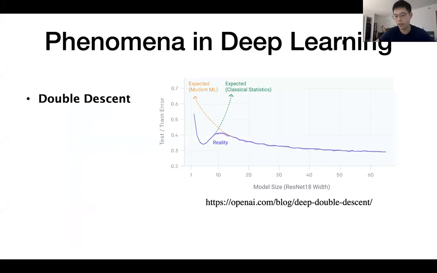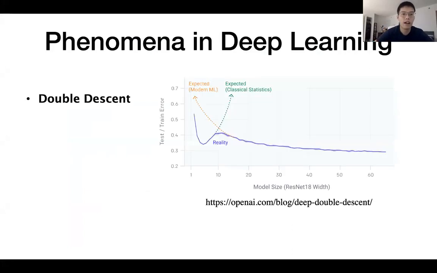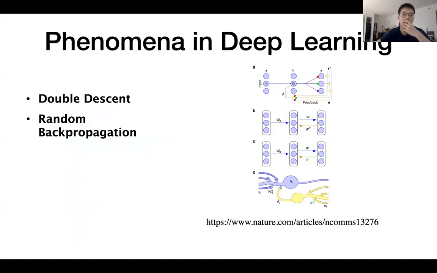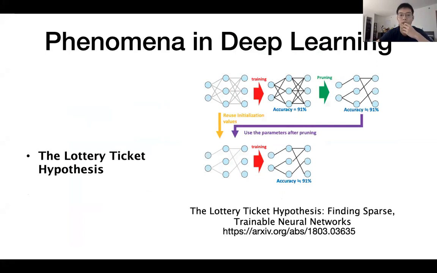There are many unexpected phenomena in deep learning that are still mysterious to people nowadays, like double descent, random backpropagation, the lottery ticket hypothesis, and so on. For my talk today, I will be talking about the lottery ticket hypothesis, which I personally found is one of the most interesting ones.